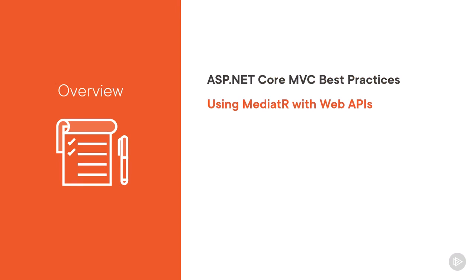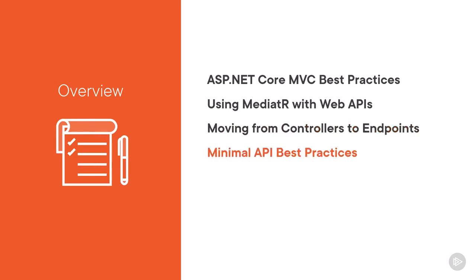Then, we'll take a look at how to move from controllers to endpoints, and then we'll shift gears to look at an alternative to MVC, minimal APIs, and some best practices for organizing and utilizing this different approach to building APIs. Finally, we'll wrap up by showing how to use background services with your web APIs, which can be a useful way to offload work that doesn't need to happen as part of an individual request.